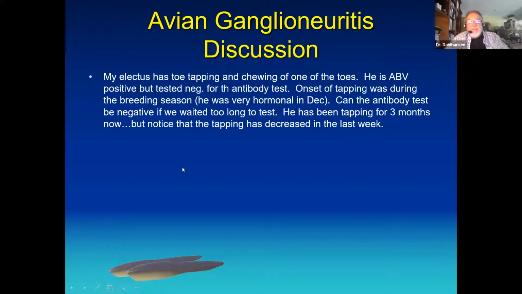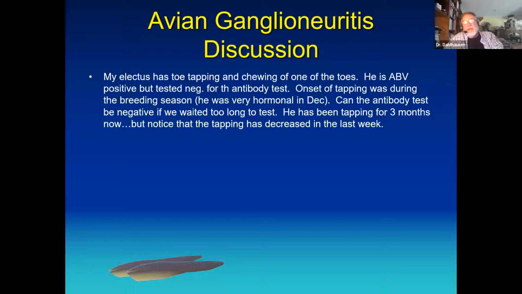Okay, next one. My Eclectus has toe tapping and chewing on one of his toes. He's ABV positive, but tested negative for the antibody. Onset of tapping was during the breeding season. He was very hormonal. Can the antibody test be negative if we waited too long to test? He's been tapping for 3 months now, but I notice the tapping has decreased in the last week.